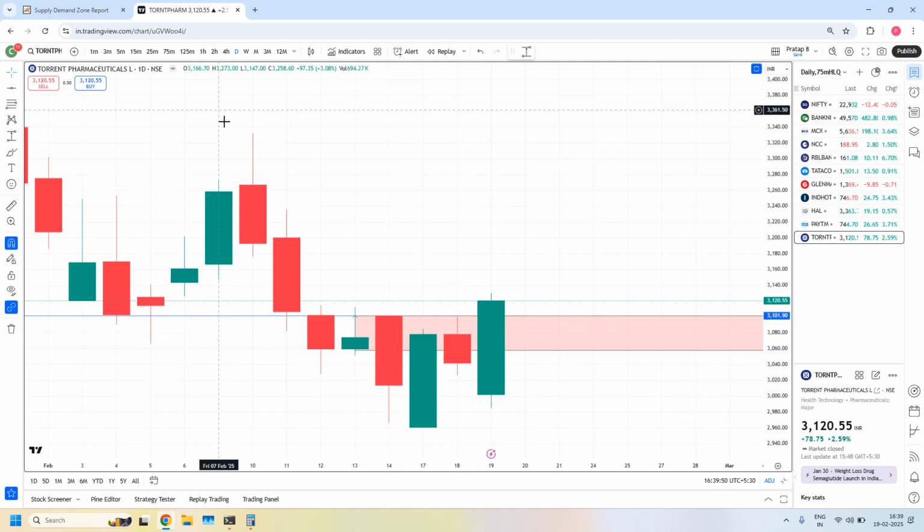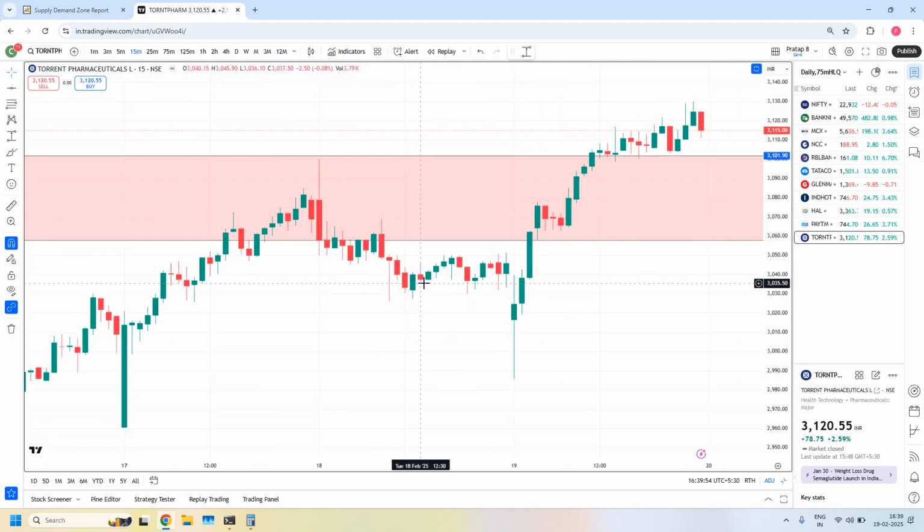But we know this zone will be violated because there are no 15-minute zones. Previously prices reached up to here and came down. There were no 15-minute zones.